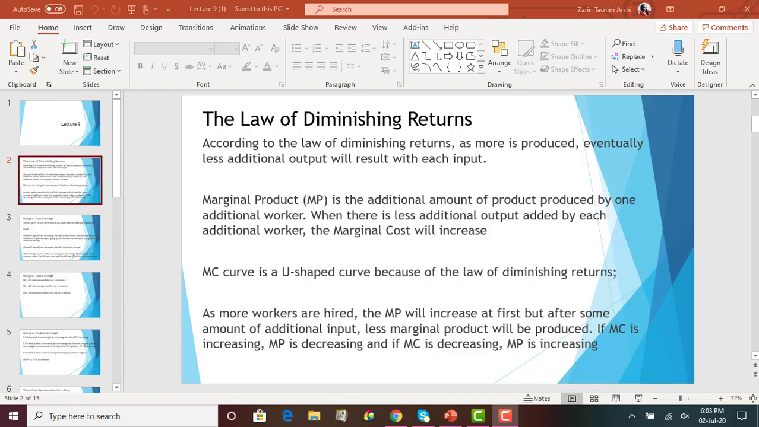As more workers are hired, the marginal product will increase at first, and if you go back to the examples we did in the video lecture, you will see the exact same thing. So when we increase the number of workers, at first marginal product will increase, but after some point the marginal product will start going down, and when the marginal product is going down, your marginal cost starts rising. So if marginal cost is increasing, marginal product is decreasing, and on the other hand, if marginal cost is decreasing, then your marginal product is increasing. So marginal product and marginal cost have an opposite relationship. Additional output and additional cost have a negative or inverse relationship.